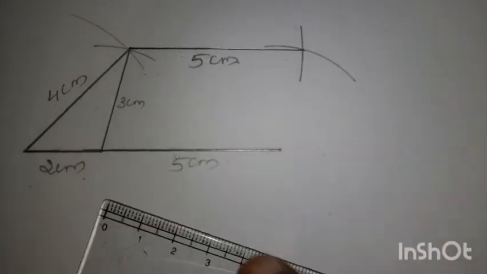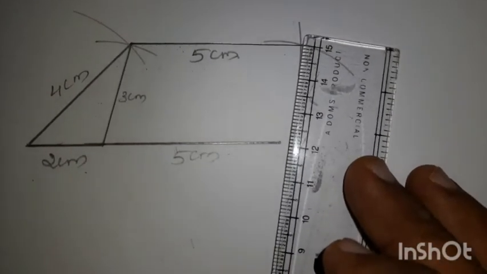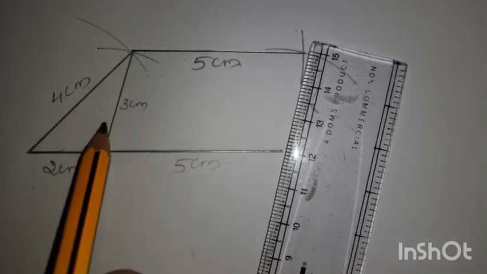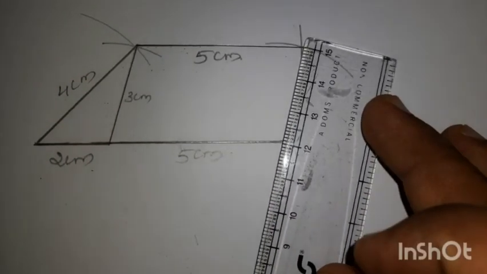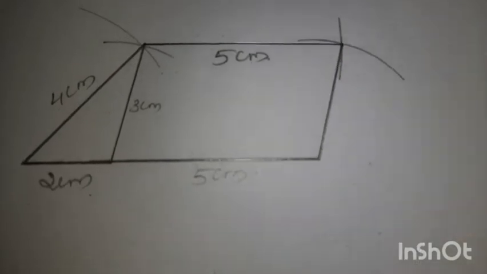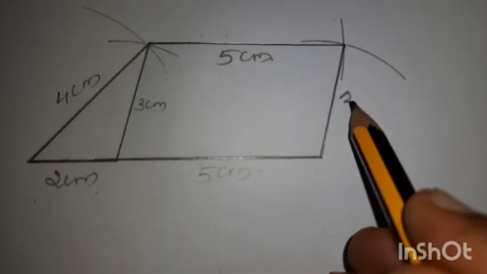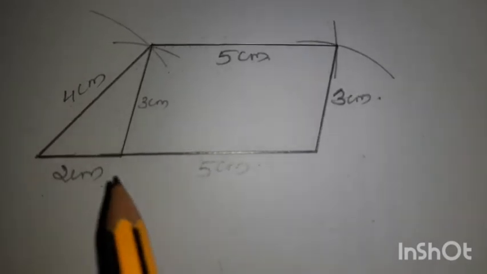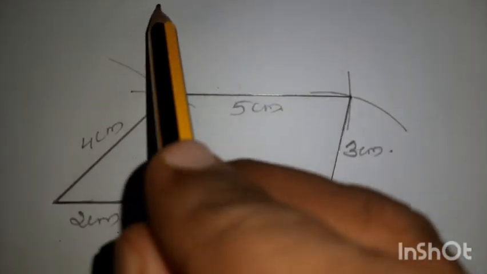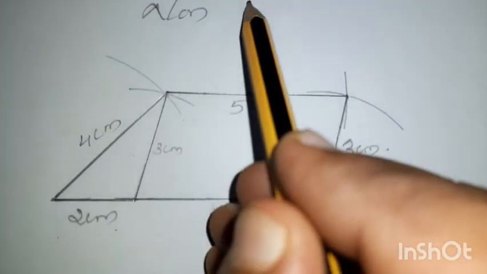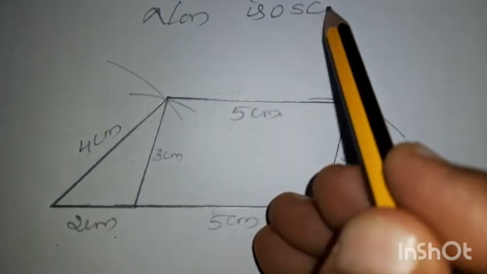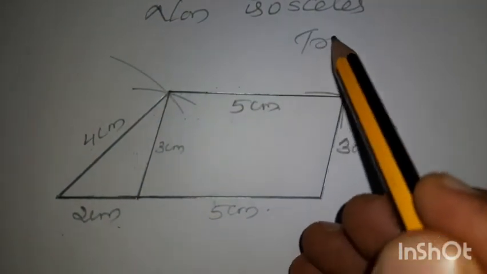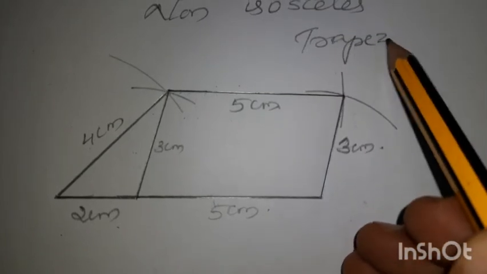Next you have to draw a 3 centimeter line parallel to this one. So you got the parallelogram of 3 and 5 centimeter parallel sides. So you got a non-isosceles trapezium.